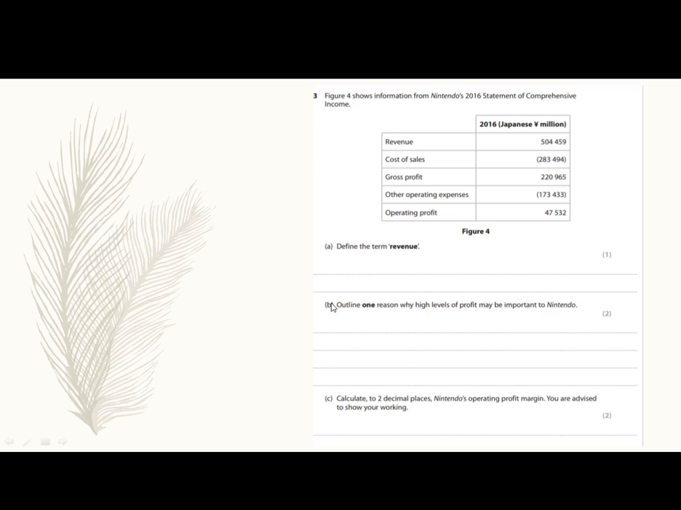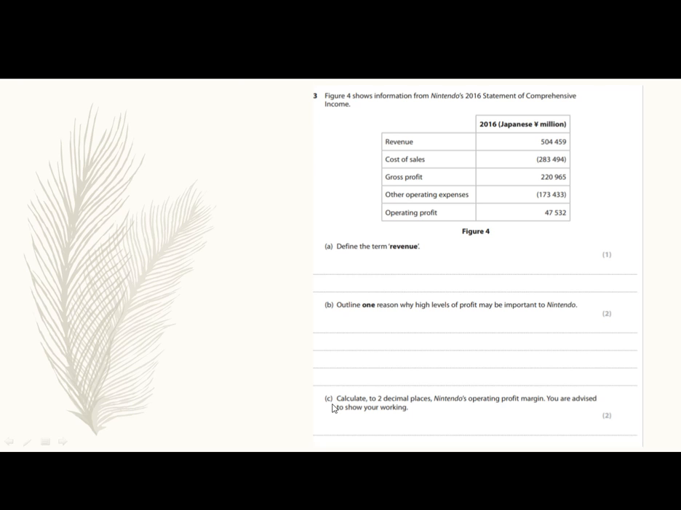That's it. Question B. Outline one reason why high levels of profit may be important to Nintendo. 2 marks. You can get one mark for showing your knowledge about profit and how profit can be used, and one more mark for relating your answer to Nintendo. It could be like this. High level of profit means that Nintendo has high retained profit, and this retained profit could be used as a cheap source of finance to reinvest into further expansion of the company and into research and development of new computer games and game consoles.